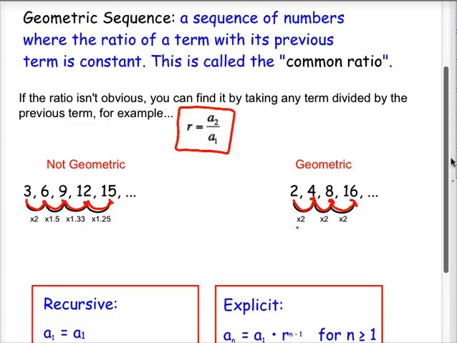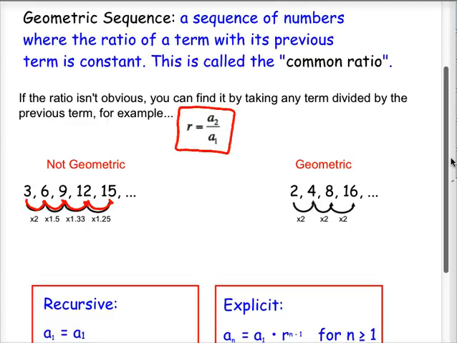So for example, here, 4 divided by 2 is how I can tell that that's multiplying by 2. 8 divided by 4 is how I can tell I'm multiplying by 2. 16 divided by 8 is how I can tell I'm multiplying by 2. So again, you can always do that. Take any term, divide it by its previous term, and that'll give you whatever you would be multiplying by. Again, just a little trick for ones that get a little bit harder.